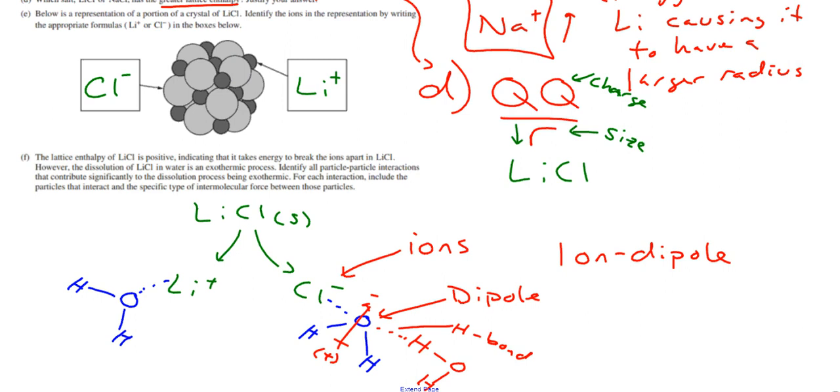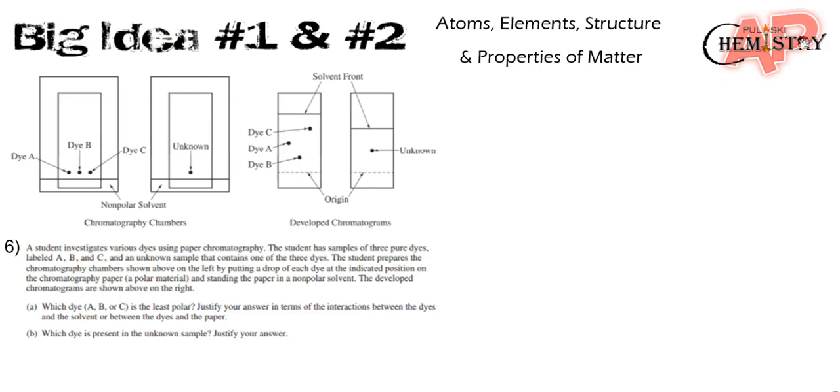All right. Shortest problem to end, and then we're done. Let's say you didn't understand anything, and we're still going through this stuff. You should be able to answer this. This is from just last year, and I do not think this one is as tricky as it sounds. It says a student investigates various dyes using paper chromatography. The student has samples of 3 pure dyes. So there they are. The liquid hasn't gone up yet, okay? And then they have an unknown dye.